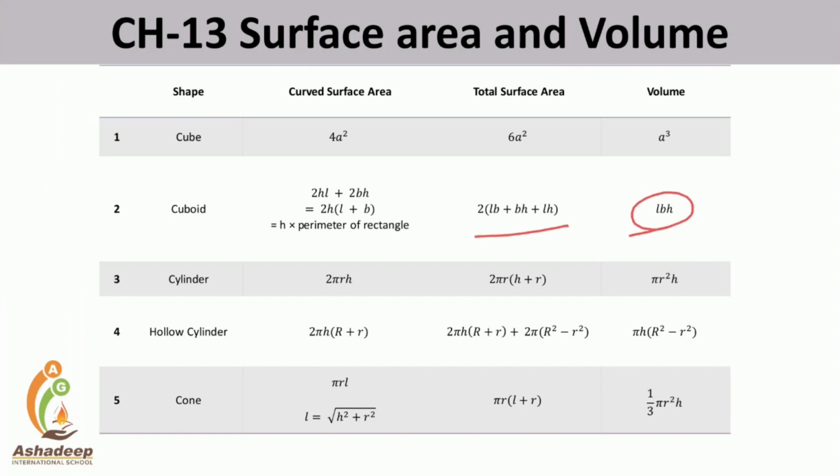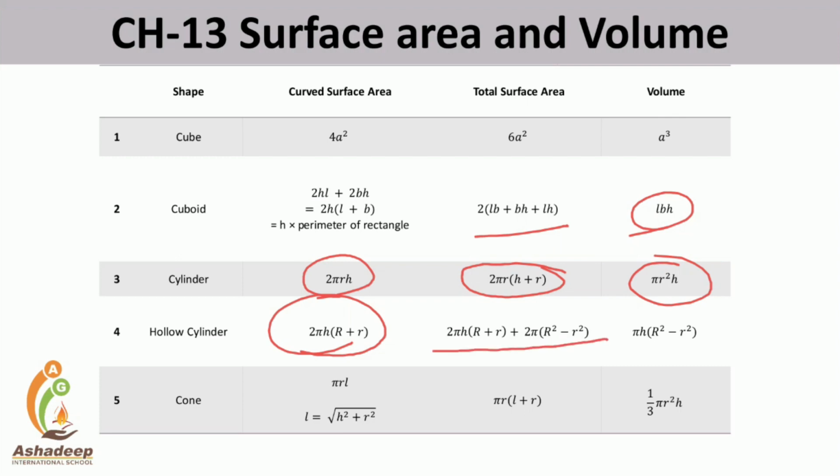lbh. Cylinder in the same manner: 2 pi rh, total surface area 2 pi r in bracket r plus h, and volume pi r square h. Hollow cylinder, that is in the exercise 9.2 or 9.3, there is one sum in which we will go through this hollow cylinder, right? So 2 pi h in bracket R plus r. This is the total surface area and this is the volume.